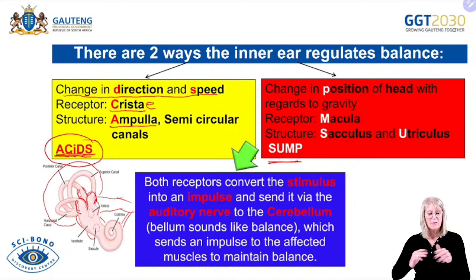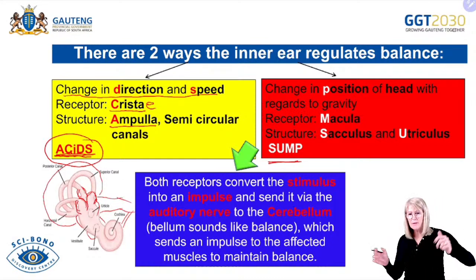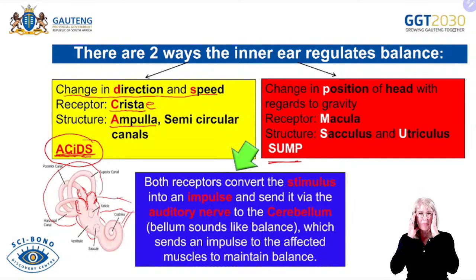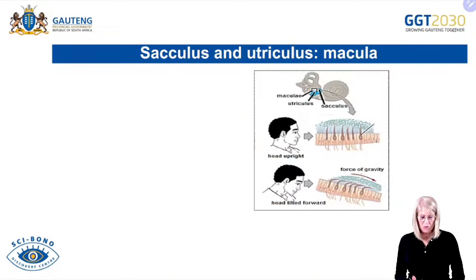Okay, so when you are running around, when you're dancing, when you're moving, any kind of activity, they would then be stimulated, so that your body then maintains balance, so you don't fall over. All right. Okay, so let's have a look at the next structure.